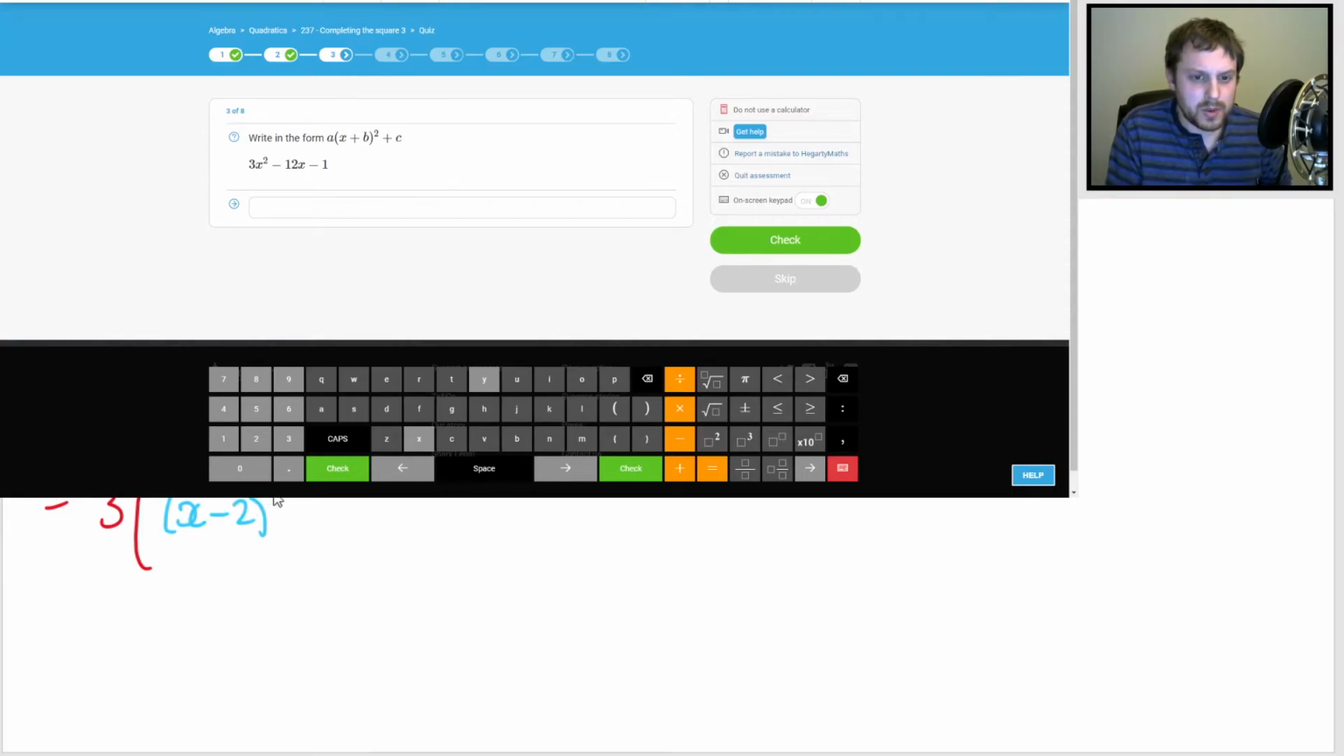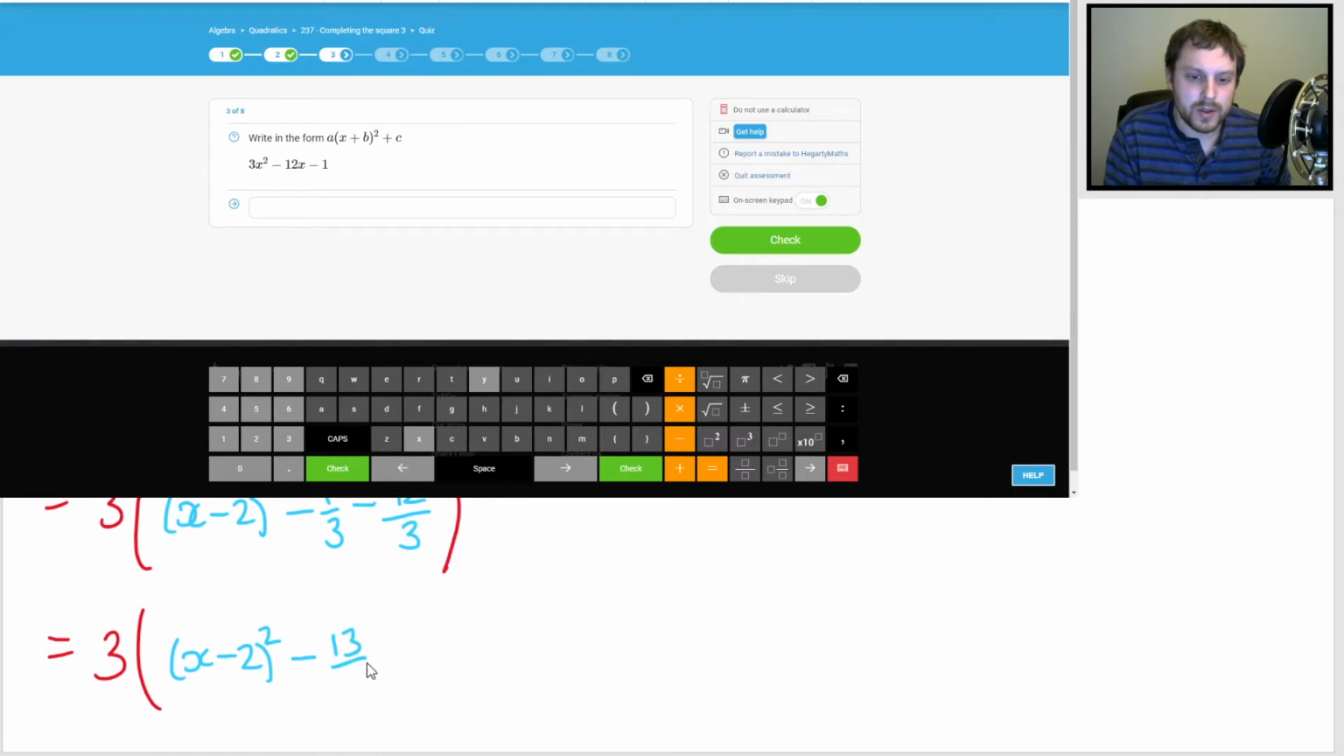X minus 2 all squared minus a third, and now 4 times 3 is 12, so 4 is really 12 thirds. Right, we're looking for that common denominator again, so that we can do a big tidy. And then okay, 3 lots of, and then we're nearly ready to expand this back out. X minus 2 all squared minus a third, take away another 12 thirds is minus 13 thirds. And then the 3 will multiply this, and we'll just write it at the front.